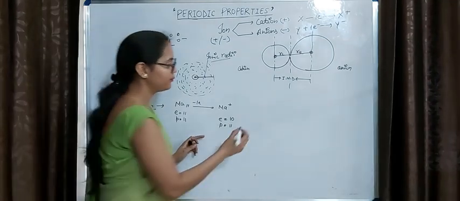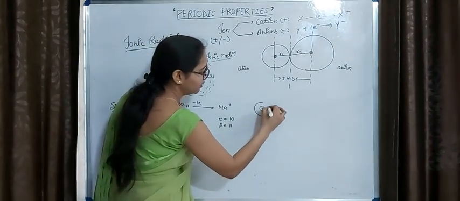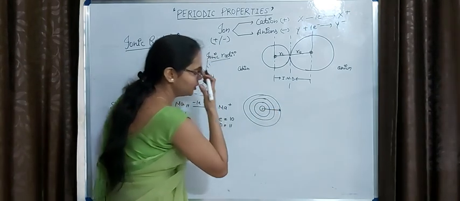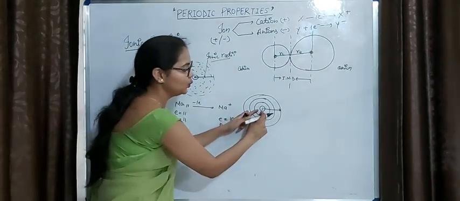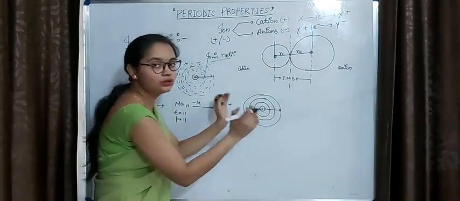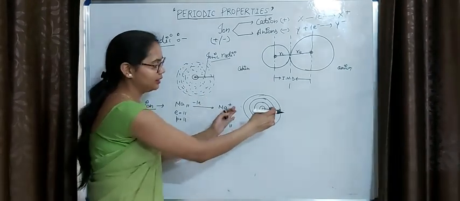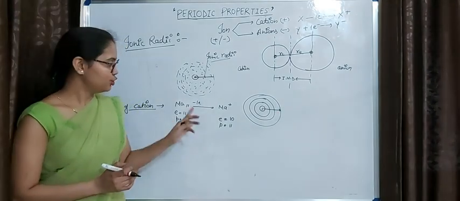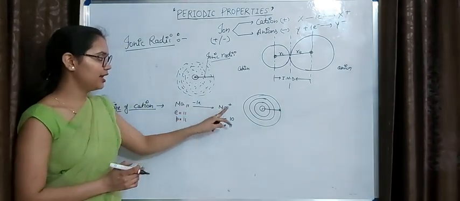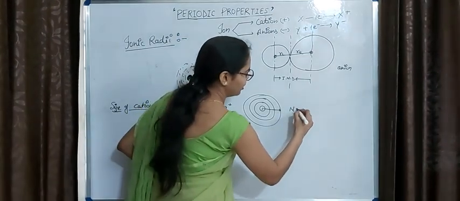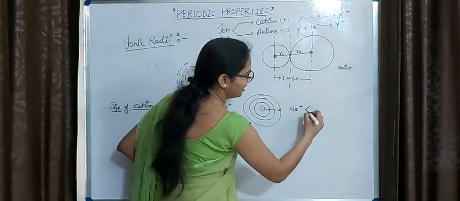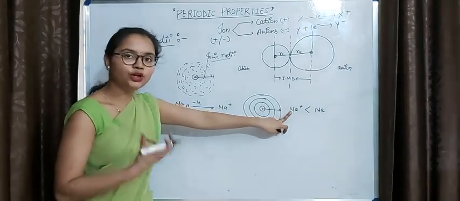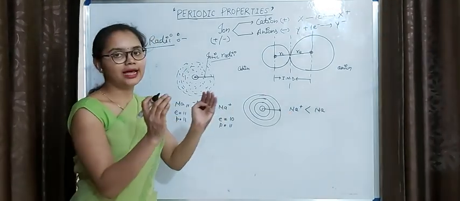So we know that if nuclear charge increases, the nucleus will hold the outermost shell more strongly, and that's the reason the size of Na⁺ will shrink. So as we compare the size of Na and Na⁺, we can say that Na⁺ has a smaller radius than Na because it has more nuclear charge, and that's why the size shrinks.